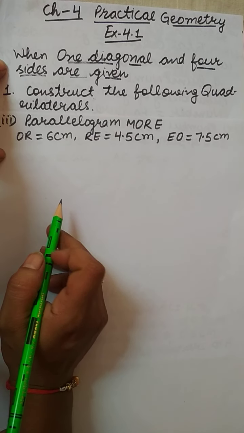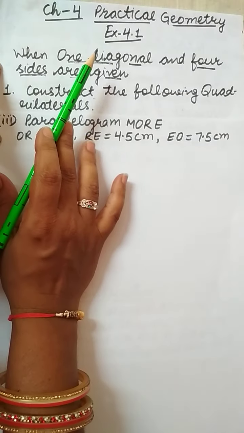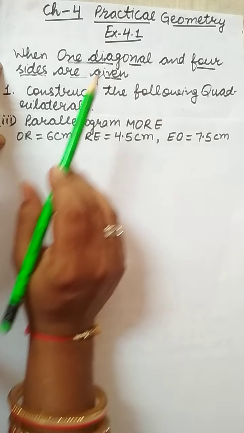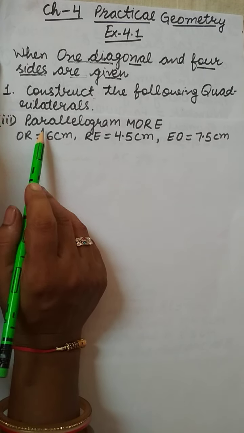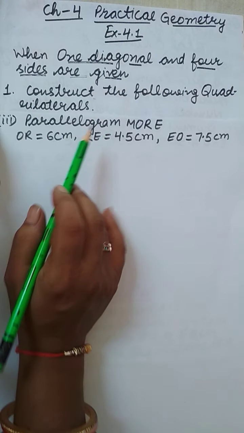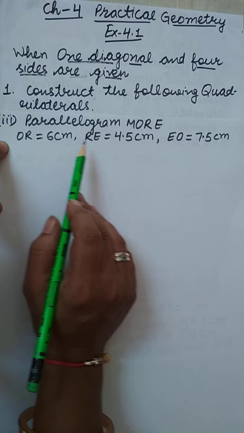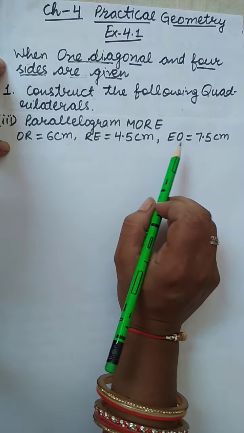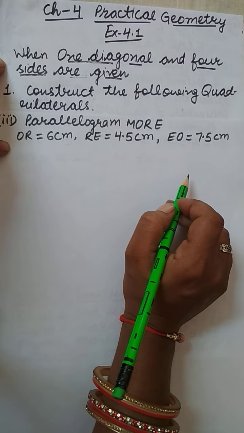Good morning, students. In this video, we are going to do chapter number 4, Practical Geometry, exercise 4.1, question number 1, third part. In this question, we are to construct a parallelogram MORE in which OR is equal to 6 centimeter, RE is equal to 4.5 centimeter, and EO is equal to 7.5 centimeter.